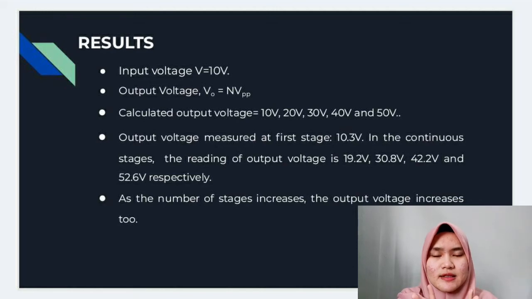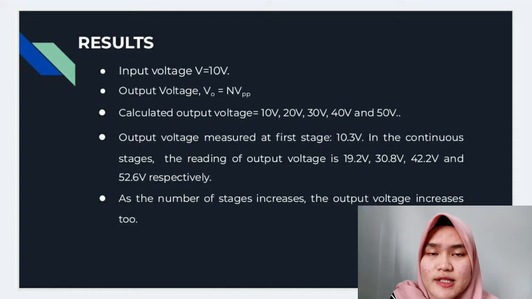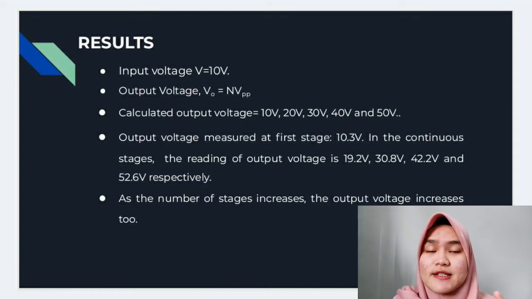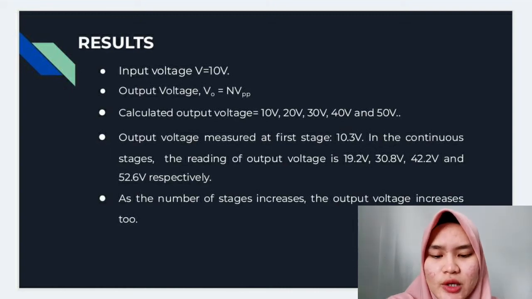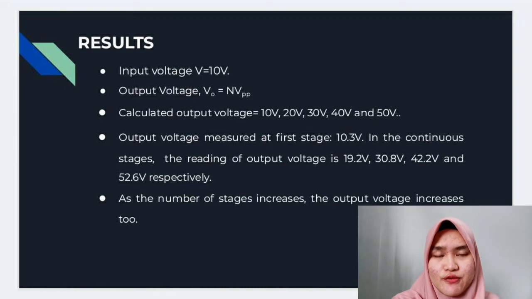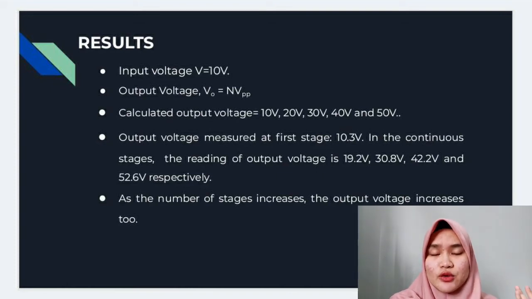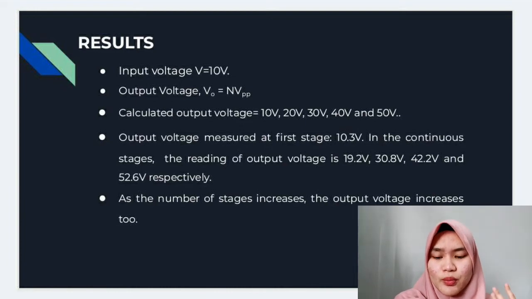So basically, theoretically, the output voltage at stage 1 we are supposed to have 10 volt, stage 2 20 volt, stage 3 30 volt, stage 4 40 volt, and finally stage 5 is 50 volt. That is for the theoretical values. For the measured output voltage, we got at stage 1 10.3 volt, stage 2 is 19.2 volt, stage 3 is 30.8 volt, stage 4 is 42.2 volt, and stage 5 is 52.6 volt.